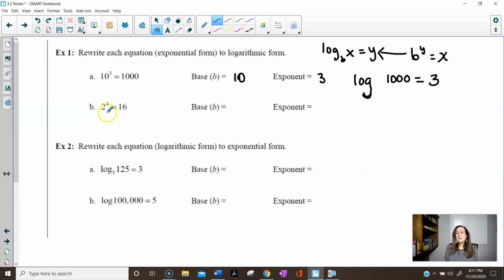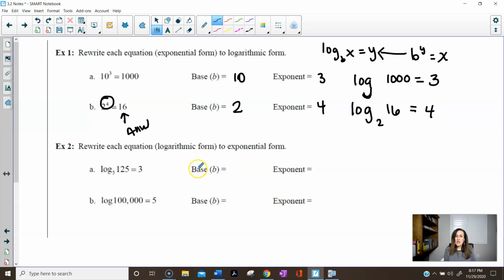Okay, next one. 2 is the base, 4 is the exponent, and 2 to the 4th equals 16. So it would be log, the base was 2, the answer was 16, so 16 here is your answer. And what does it equal? A logarithm always, always, always equals the exponent. So the exponent is 4.